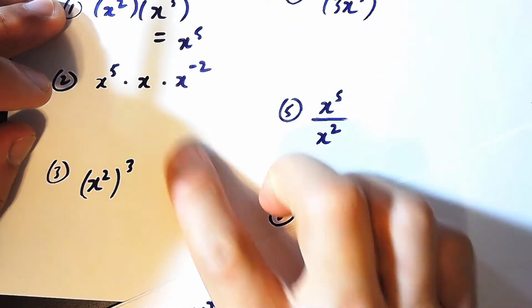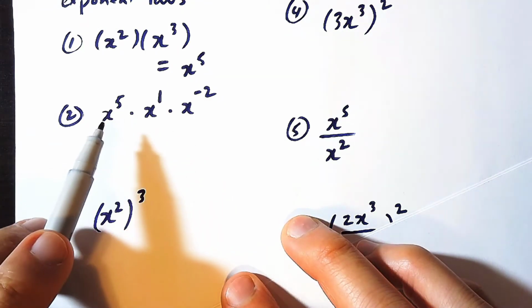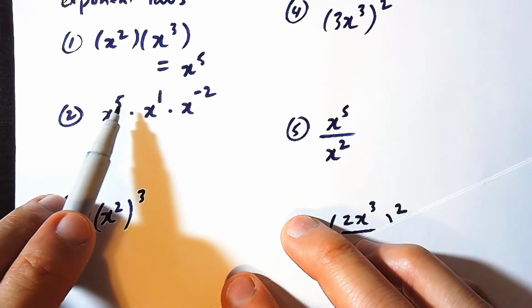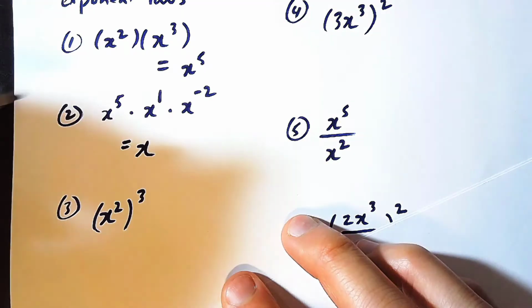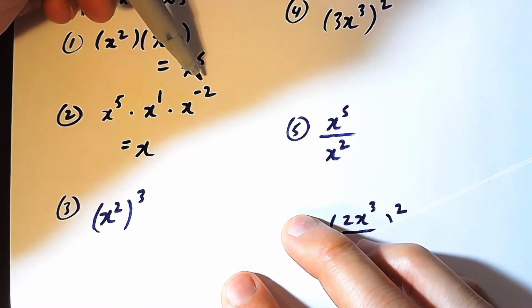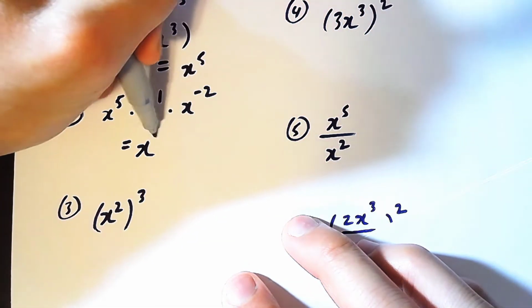Similarly, for number 2, x is the same thing as x to the 1. And all we do, because the 3 bases are the same, is add the exponents. We have x as the base, 5 plus 1 is 6, and we're adding 6 with negative 2. 6 minus 2 is going to be 4.